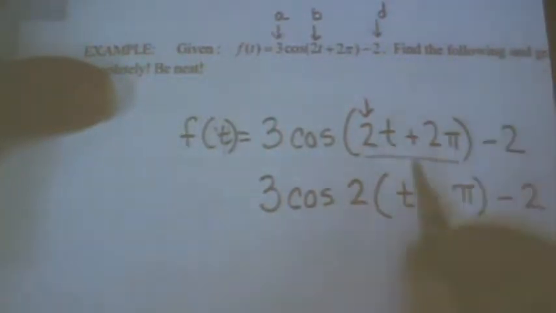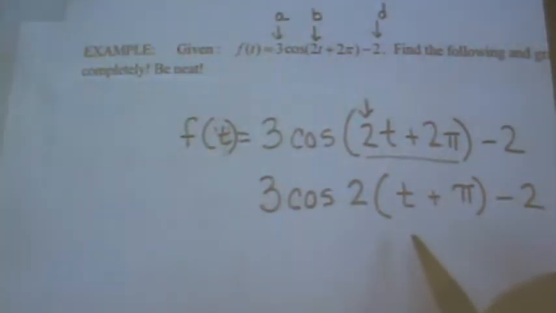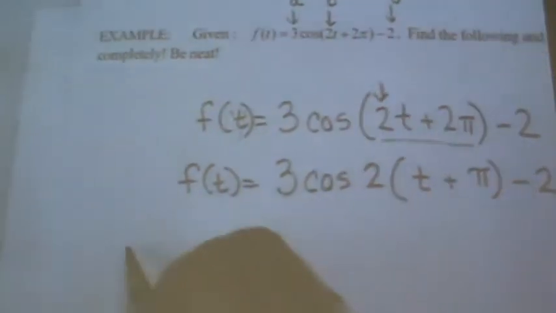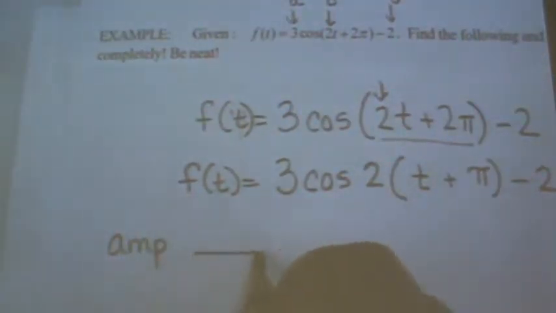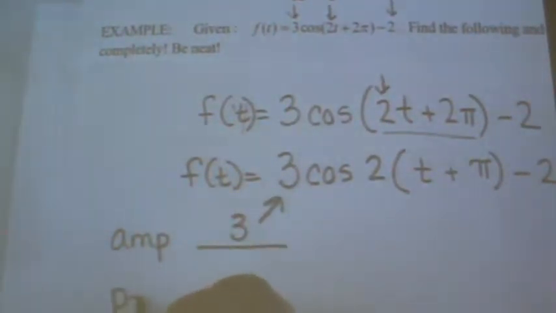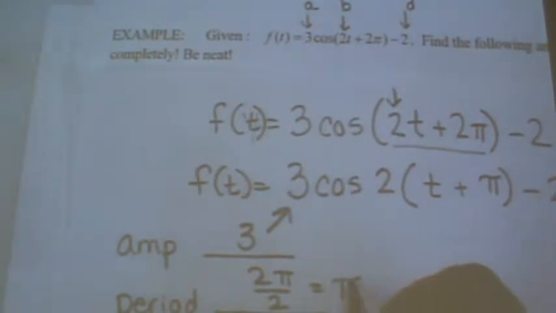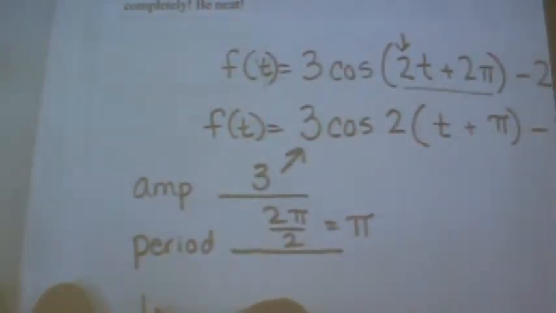You're pulling, this is your b value, you're pulling it out of these two. So think of it as dividing. So, what do we have here? What's your amplitude? Right there. That's your amplitude. How do you figure out your period? You do 2 pi, and now it's going to be over the b value's 2, which is pi. You take your period, and to do your increments, you take this and cut it into 4.